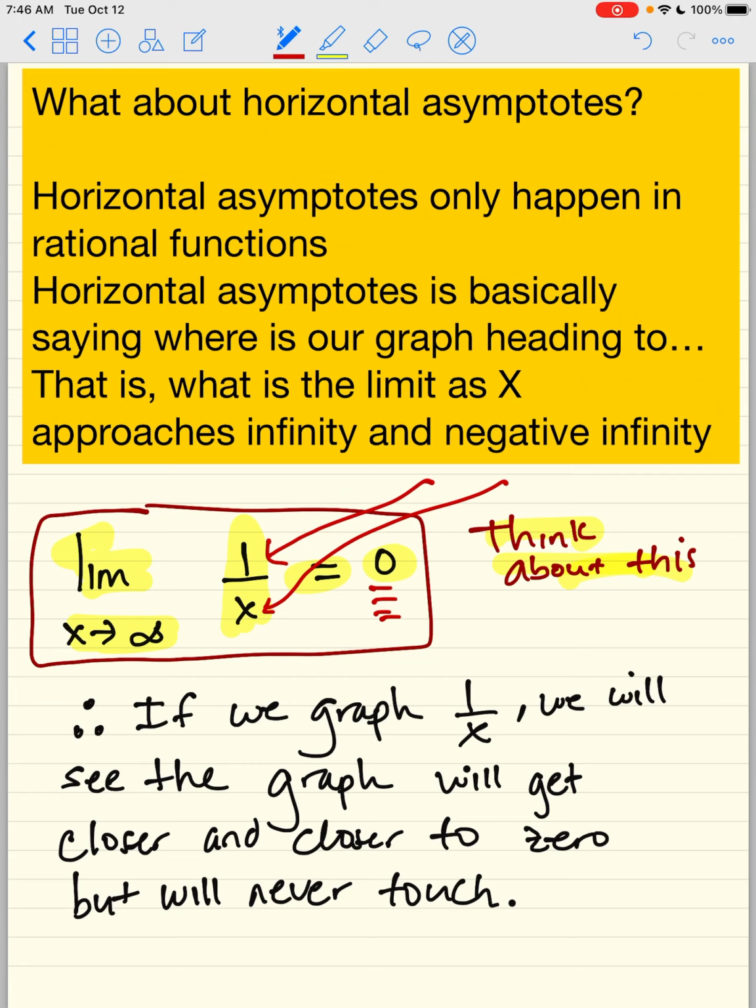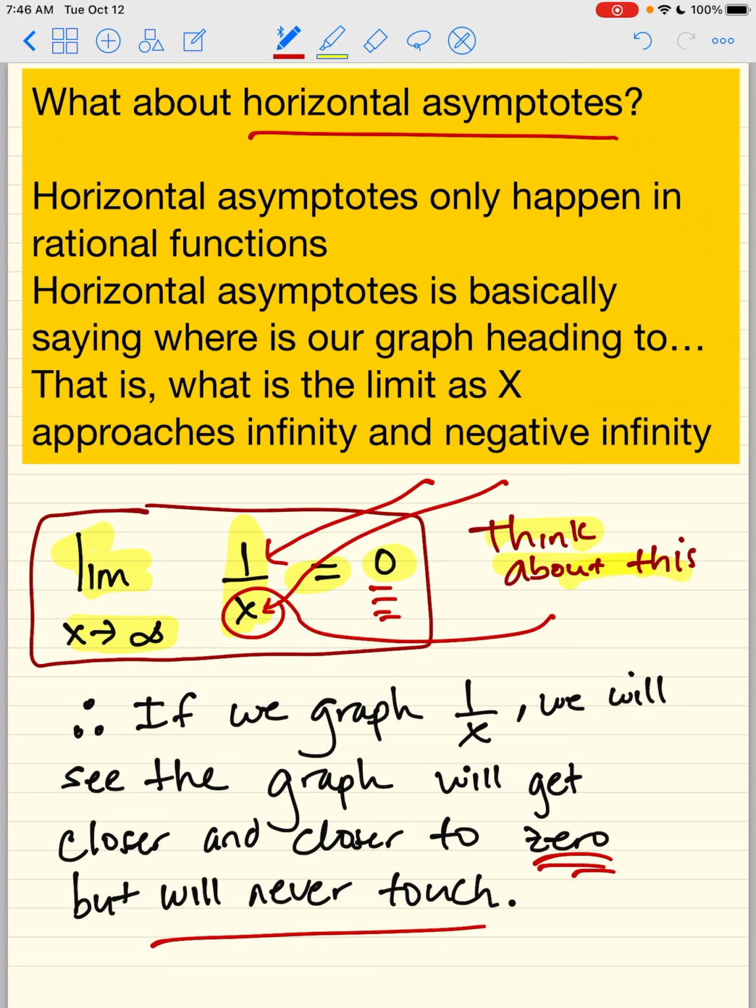When x is 1, your answer is 1 over 1, which is 1. When x is 10, your answer is 1 over 10, which is 0.1. When x is 100, it would be 0.01. And we get closer and closer to 0, but never touch it. That's what we call a horizontal asymptote. It's going to be y equals 0 for the horizontal asymptote. There's also a vertical asymptote here. Set the denominator equal to 0. That's all.